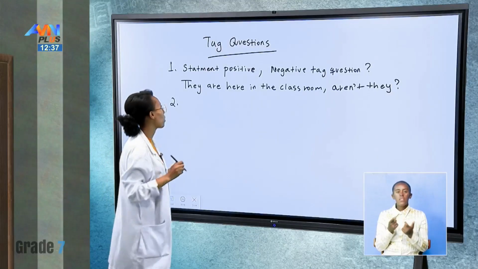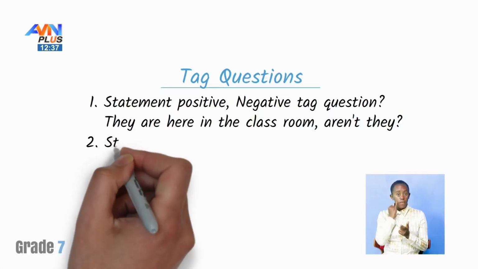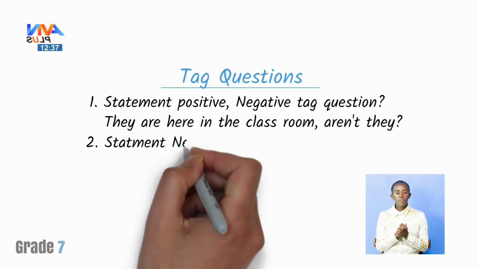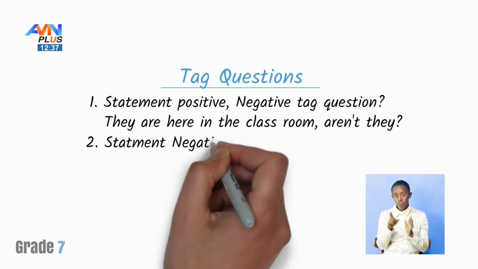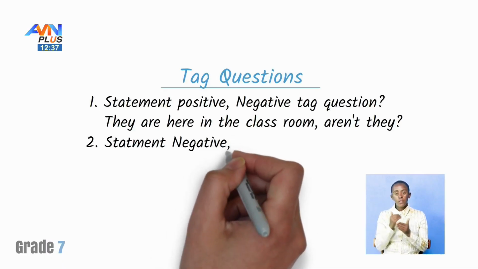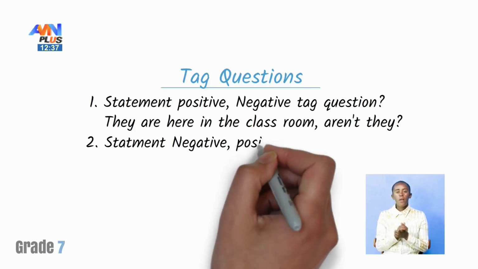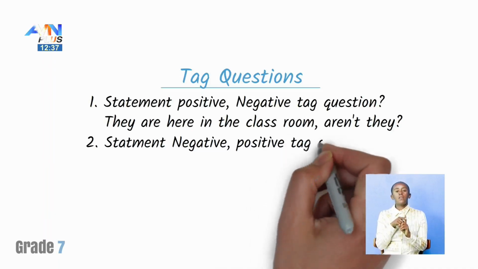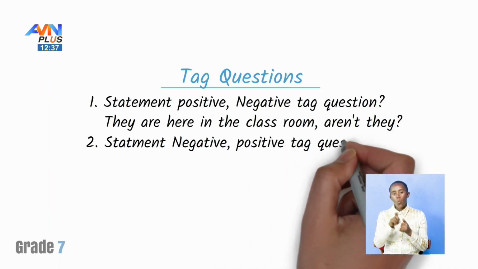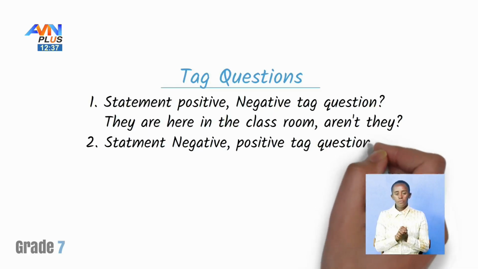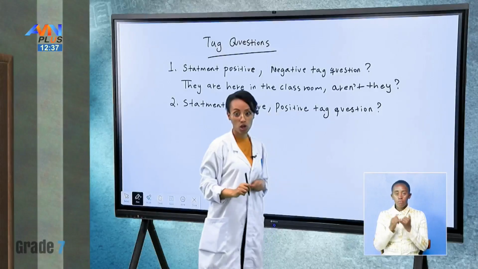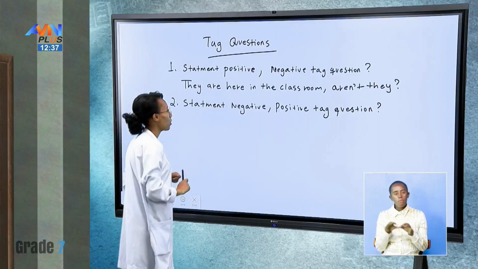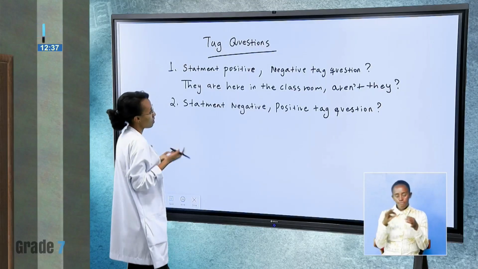What about the second one? If the statement is negative, then we'll have a comma after the statement, and then we'll have what? A positive tag question, ending with a question mark, okay? So this is the second most important rule when we are making tag questions. Let's give an example.